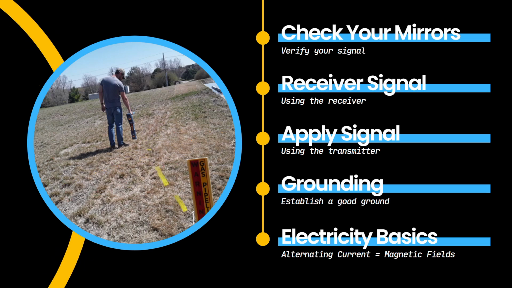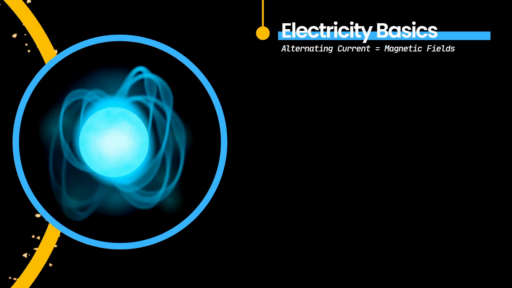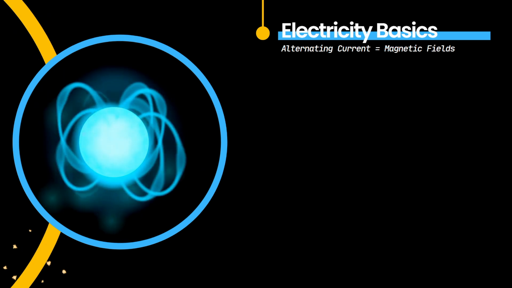I call that checking your mirrors. You check the 5 different checks and balances on the screen of the receiver to let us know if we have an accurate locate or not. To understand how we can find underground cables and pipes using electricity, let's start with the basics of electricity.